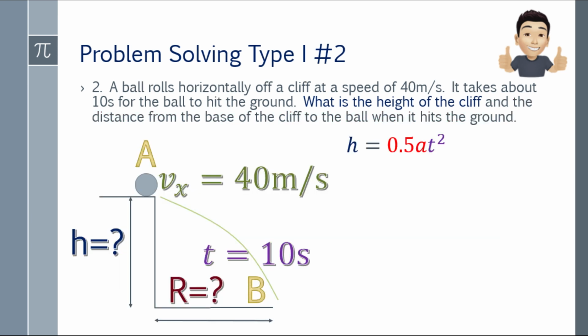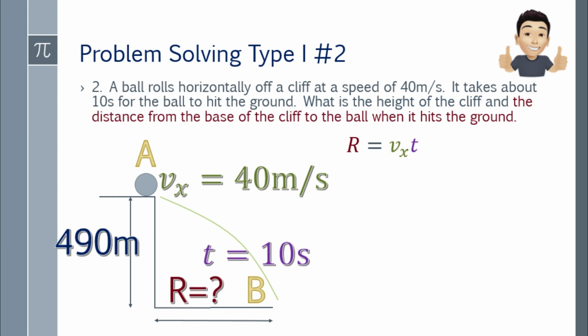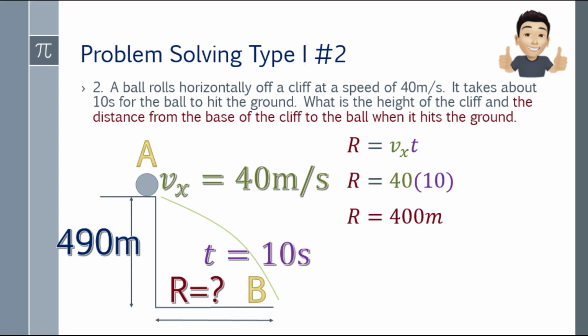So, I'll start with the height. So, I'll substitute the values. So, height is equal to 0.5 times 9.8 times 10 squared. So, algebraically, the answer will be 490. And that will be 490 meters. Sunod naman natin yung range. And range is Vxt. So, we have 40 meters per second times 10 seconds. 40 times 10, that will be 400. And the range will be 400 meters.